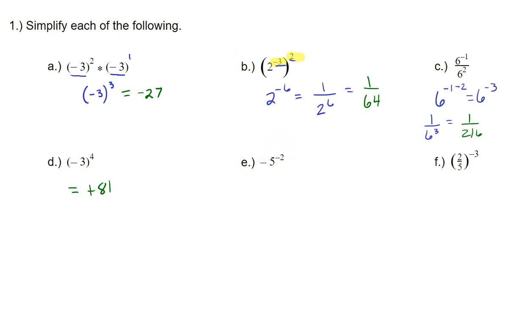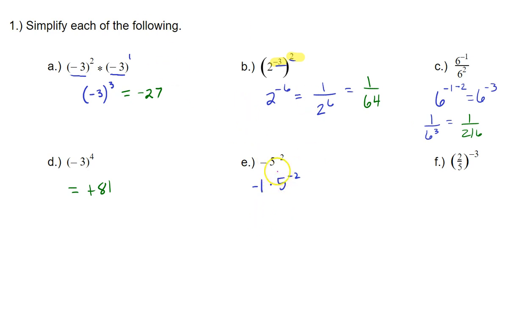Part E might be a little bit tricky because we have -5 to the -2. The question in this problem is, what is the base of this power right here? We can rewrite this problem because there's really no parentheses in here. Because there's no parentheses, we could just think of this problem as really -1 times 5 to the -2, which is really the exact same thing.